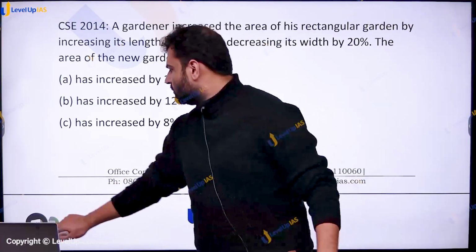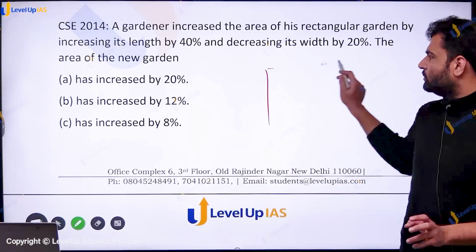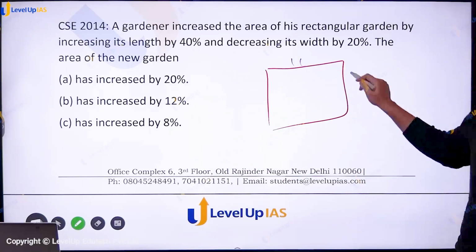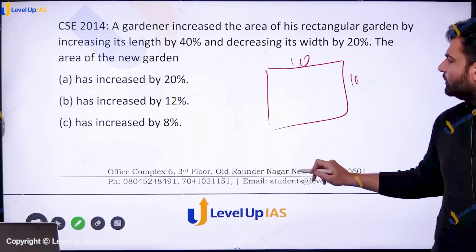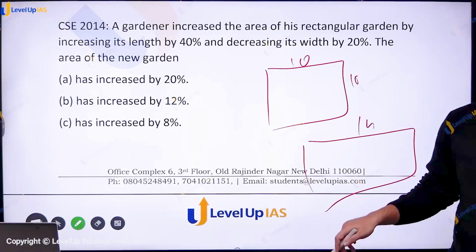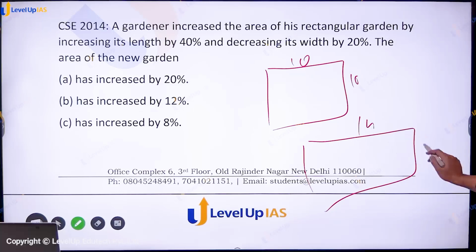Why go far? Is it difficult to take some length, some breadth, and increase and decrease them according to the question's demand? Take length as 10, breadth as 10, so area is 100. Now increase the length by 40%, so it becomes 14, and decrease the breadth by 20%, so it becomes 8.